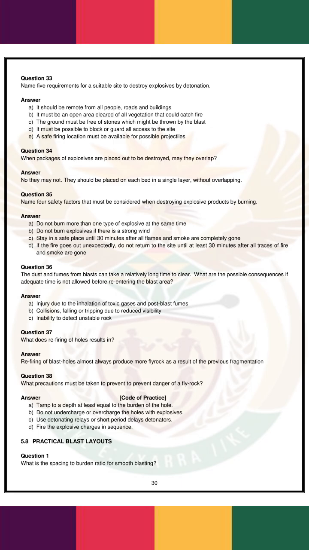Question 33. Name 5 requirements for a suitable site to destroy explosives by detonation. A. It should be remote from all people, roads and buildings. B. It must be an open area cleared of all vegetation that could catch fire. C. The ground must be free of stones, which might be thrown by the blast. D. It must be possible to block or guard all access to the site. E. A safe firing location must be available for possible projectiles.